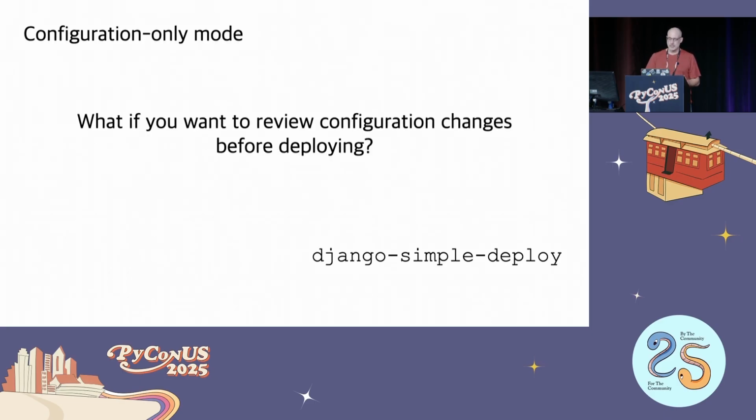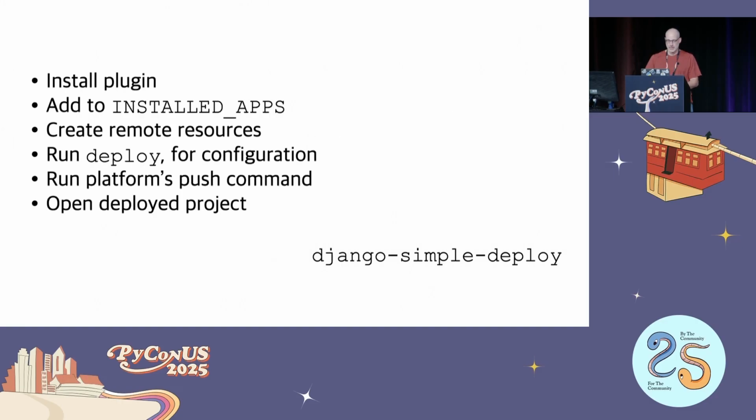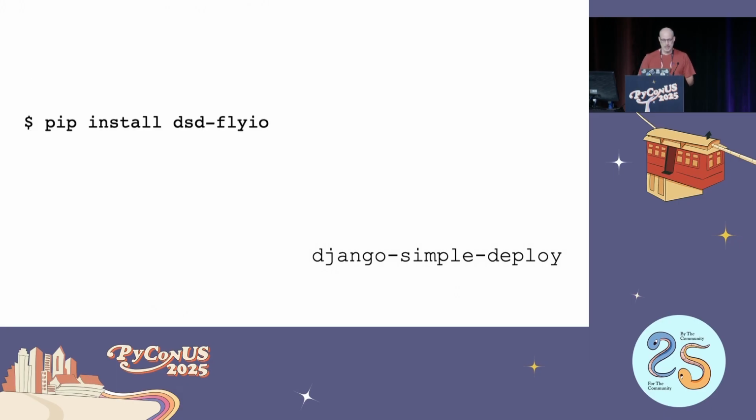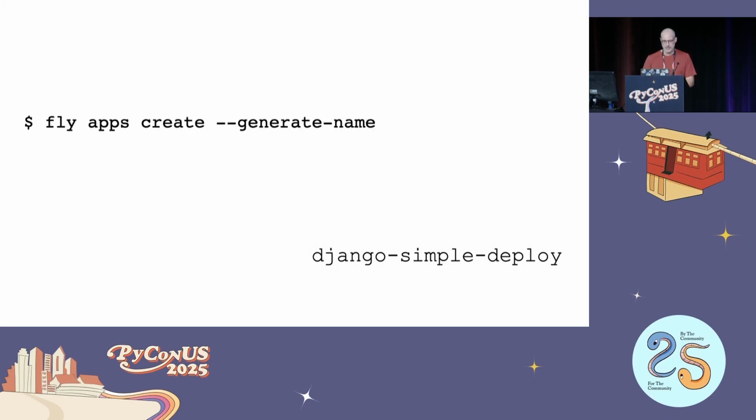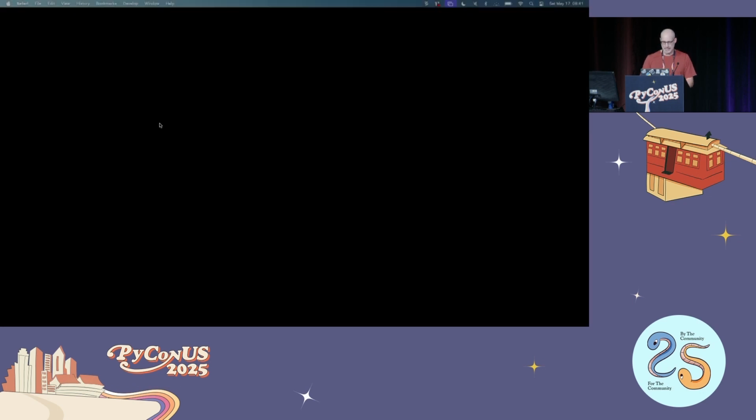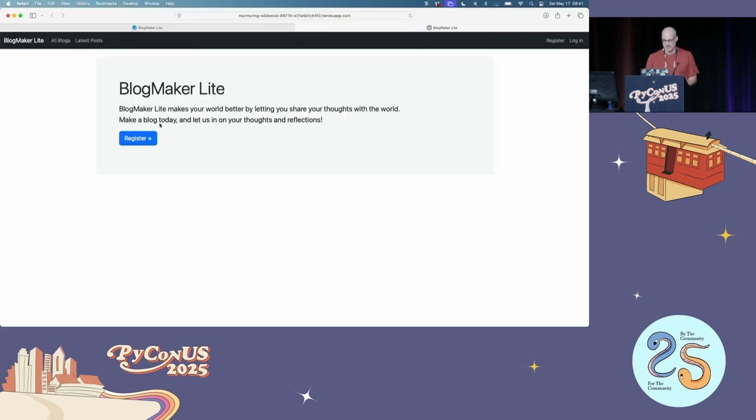There's a configuration-only mode. So what if you want to review configuration changes before deploying? It's a slightly longer process. You install the plugin, add it to installed apps. You create the remote resources yourself. You run that deploy command, and it just does the configuration, and then you run the platform's push command and open your deployed project. That looks like install the plugin, add it to installed apps. You create the resources needed. There we go, it worked.